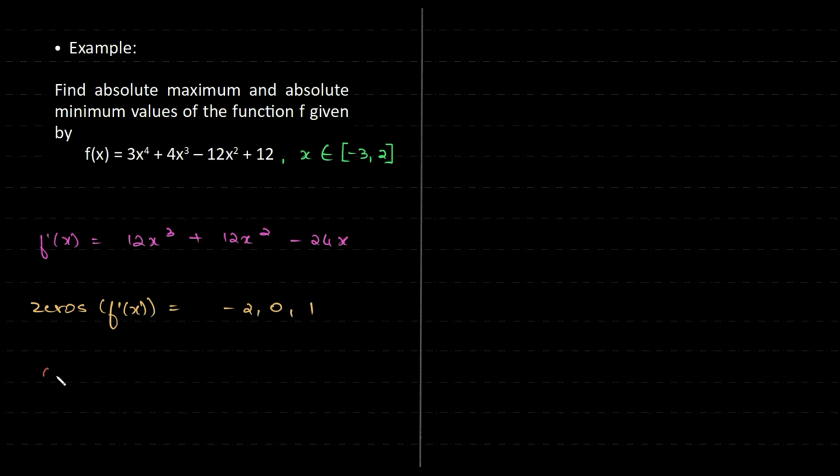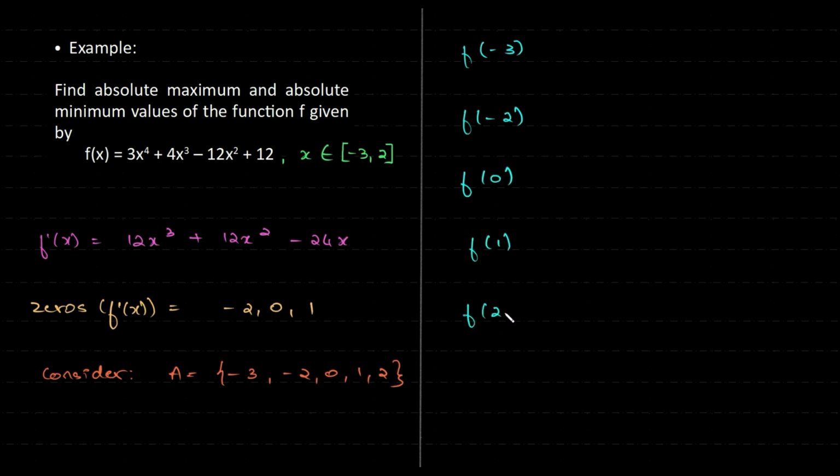All you have to do is consider the set to be -3, -2, 0, 1 and 2. For all of these values, we have to figure out f of x. Okay. So basically f of -3, then we have f of -2, f of 0, f of 1 and f of 2. So when we find these values, compare the values and find the maximum value and minimum value.